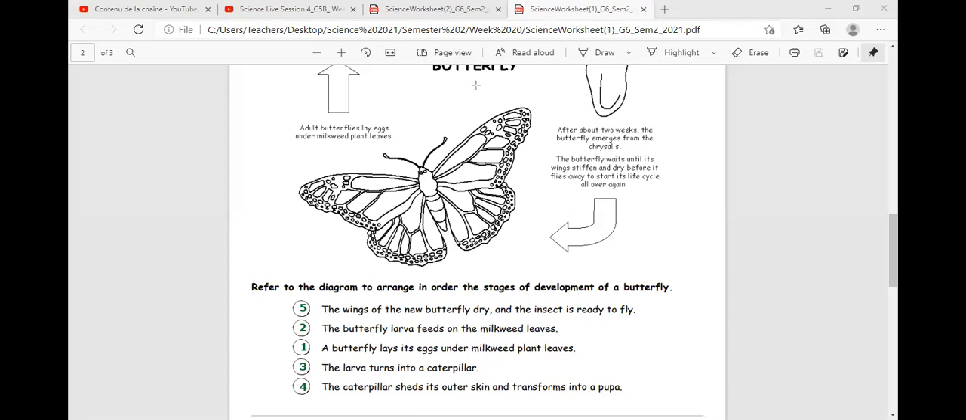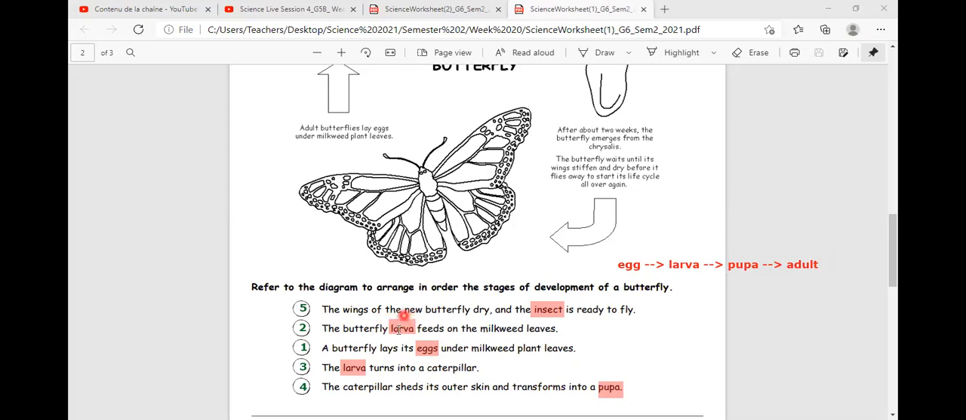Bravo Mai. First, egg, larva, pupa, and adult insect. These are the four stages of the insect growth, the insect life cycle. Egg, larva, pupa, adult. Egg, larva, pupa, adult. First the insect lays the eggs on the leaves.